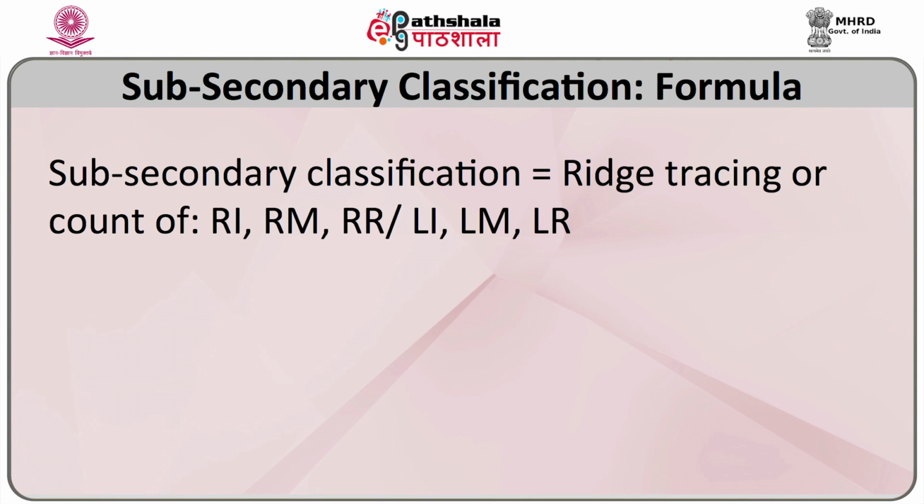When writing the formula of sub-secondary classification, it is devised into a fraction form by writing the ridge tracing or ridge counting in IMO form of right index, right middle, right ring in the numerator, and left index, left middle and left ring in the denominator.